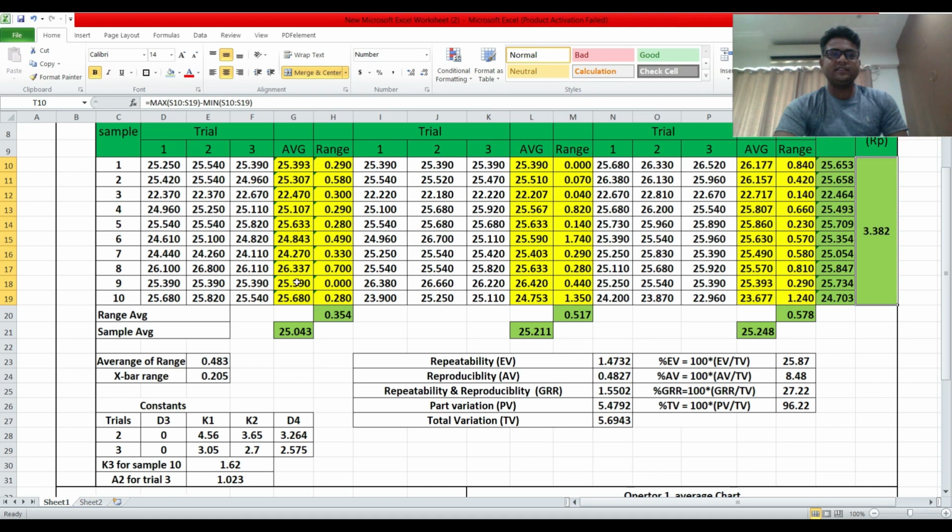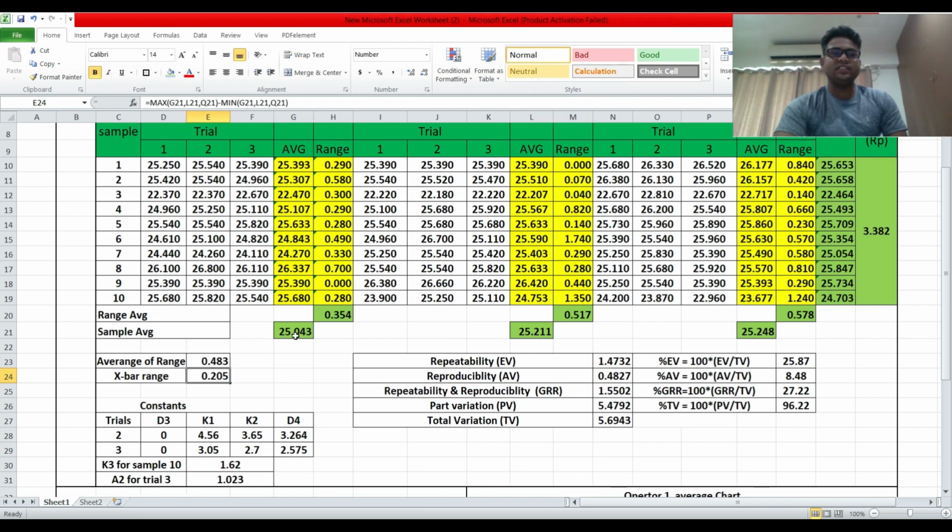Again you have to calculate the average range. This range and this sample average are for each operator, so you calculate the average range for the 3 operators. One by one we have calculated for each operator. Then I have to calculate the average range for all operators, means 3 operators. So 0.354 plus 0.517 plus 0.578 divided by 3. Now we have to find the X bar range. X bar range is 0.205.